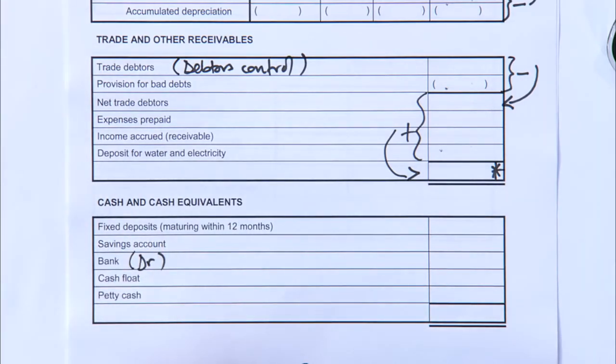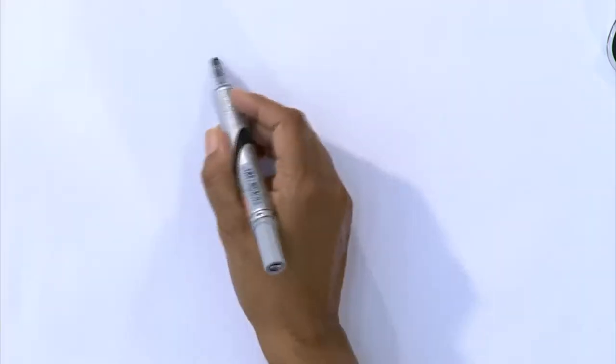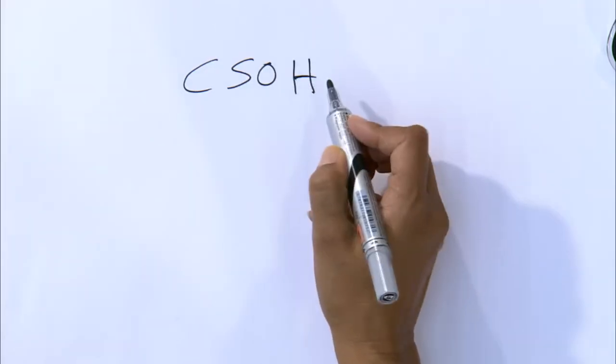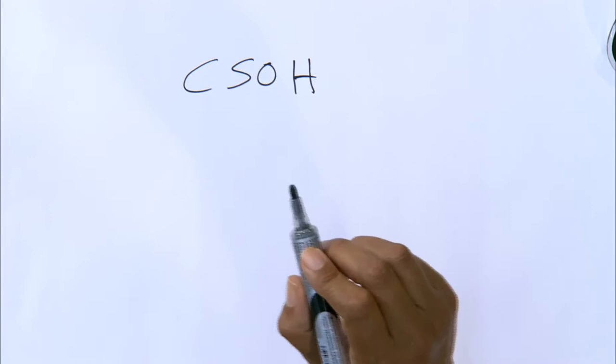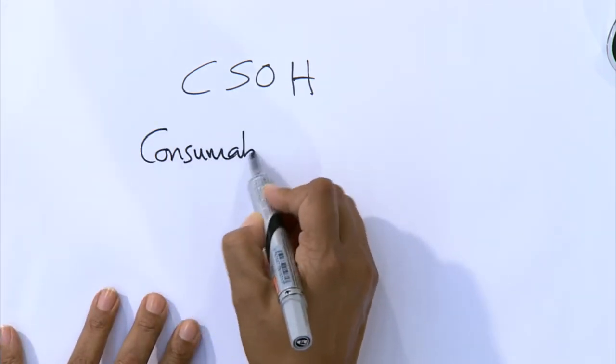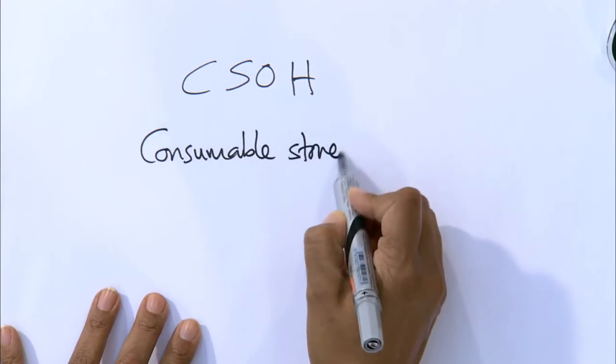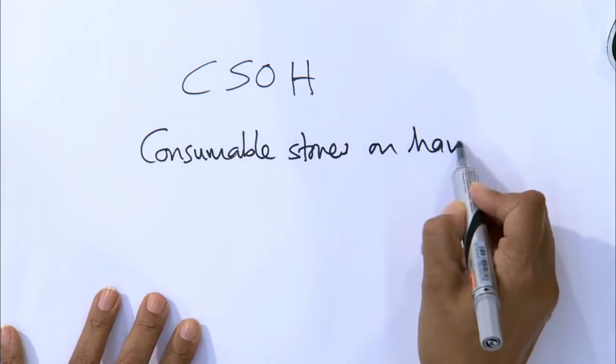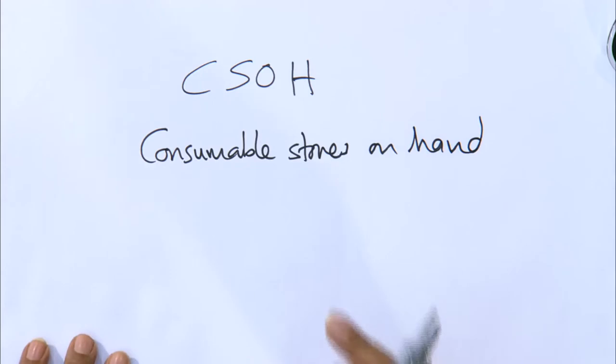Let me just see if there are any questions. Okay. What does CSOH stand for? Yes, I know I shouldn't be using abbreviations, but I'll tell you what it stands for. CSOH, and please, girls and boys, don't use it. I just use it because I didn't have space. It's called consumable stores on hand, and it's an adjustment that you should have done last year.